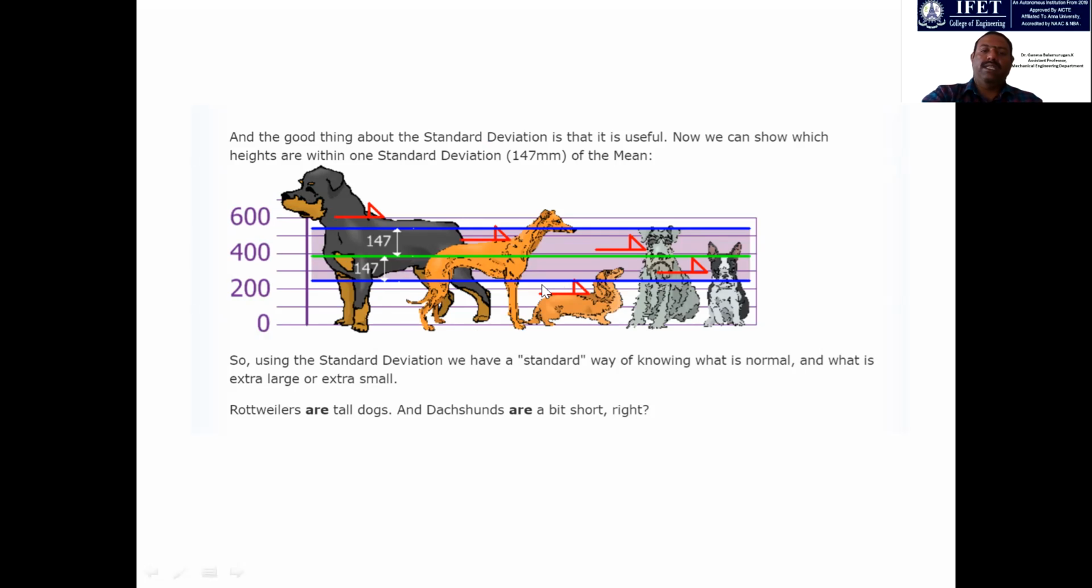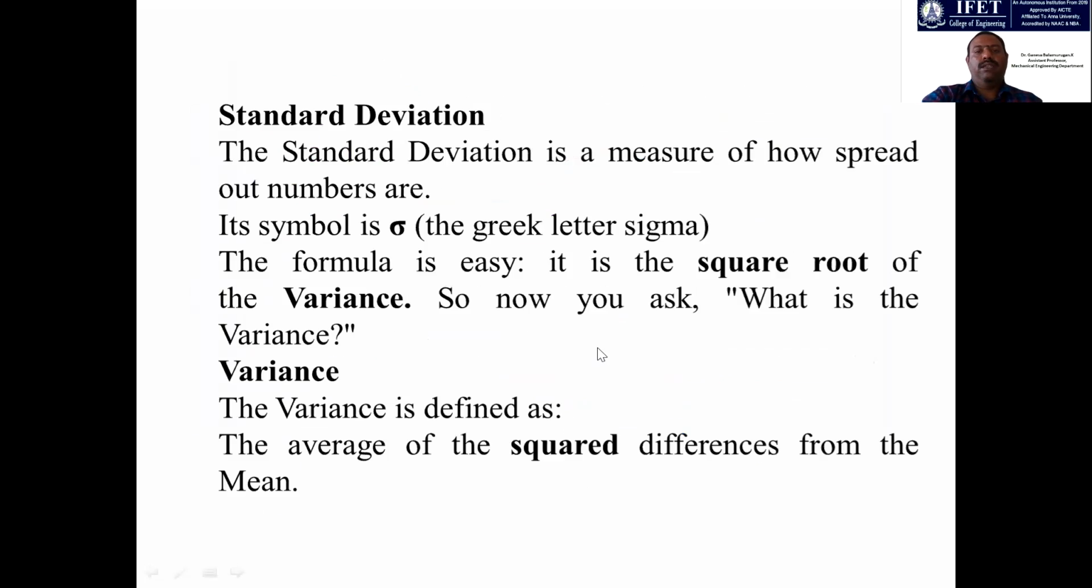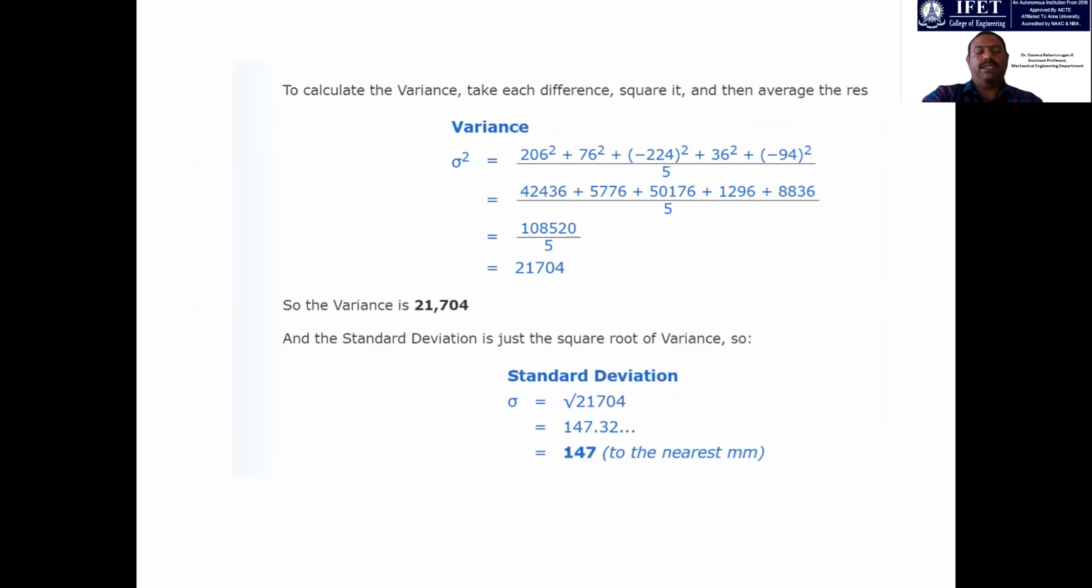Okay, now you can see here, this is the shortest dog and the tallest dog. This is the meaning of this observation. So now we can end with this standard deviation. I hope you understand the concept of standard deviation.